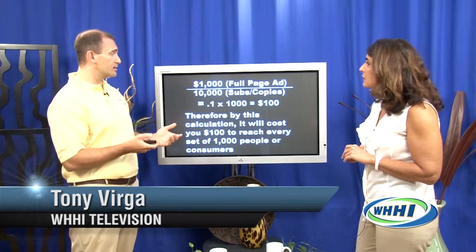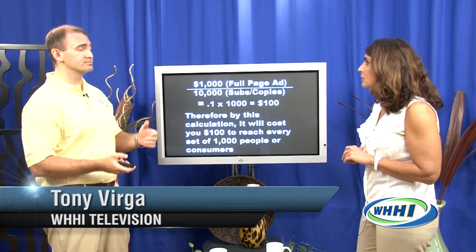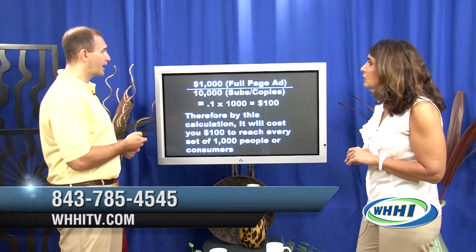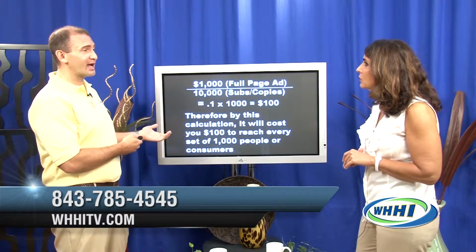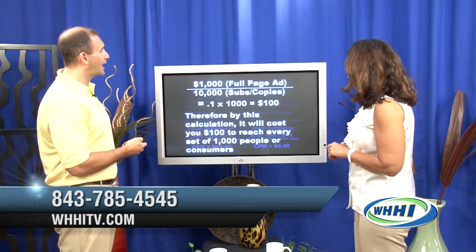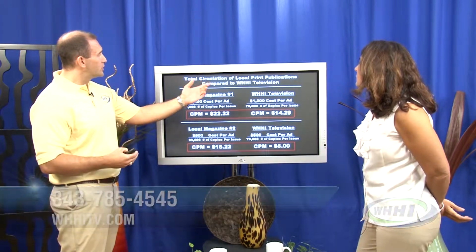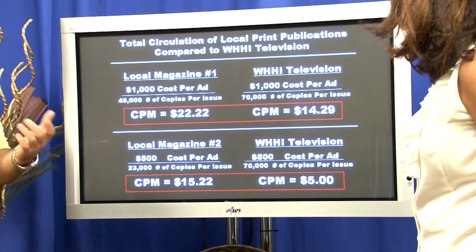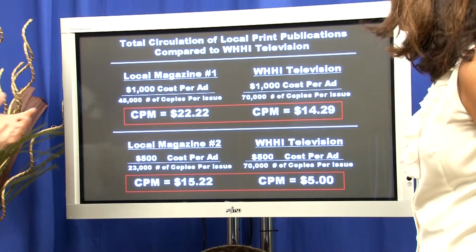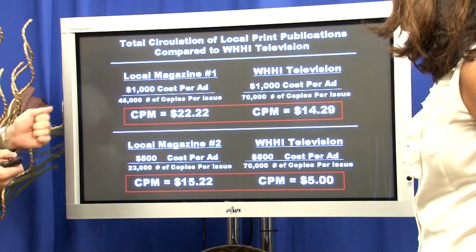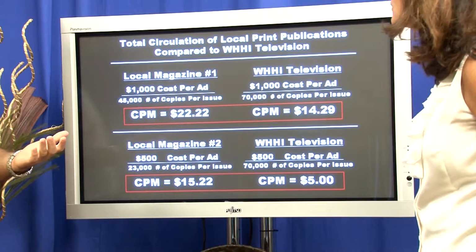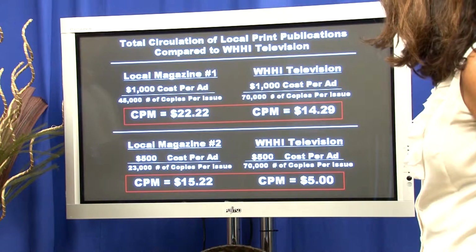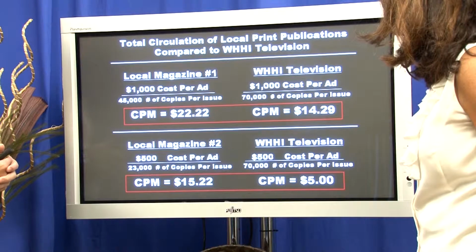And I was going to show some cost comparisons for advertising with WHHI television compared to some of the local print options we have here. So here we'll get to see our cost per thousand formula in effect. We can compare apples to apples. Okay, great. We reach 70,000 homes. I just took a local magazine, we'll call it local magazine number 1. If you were to pay $1,000 for this ad in this particular magazine, they print 45,000 copies per issue.